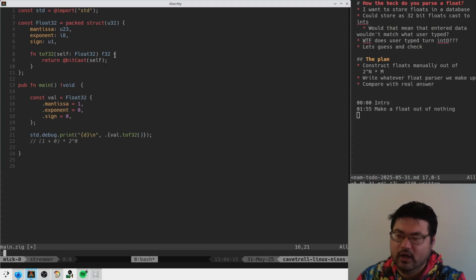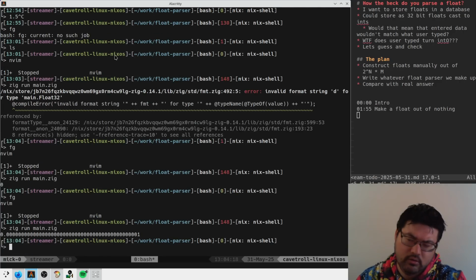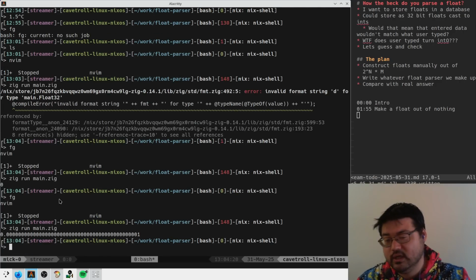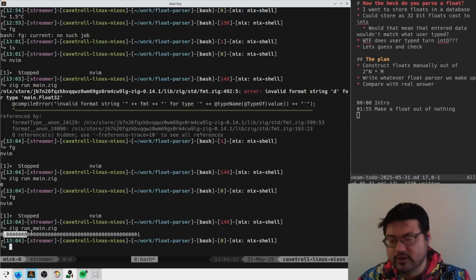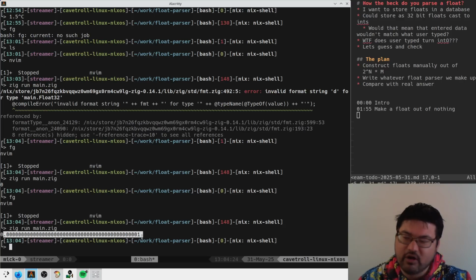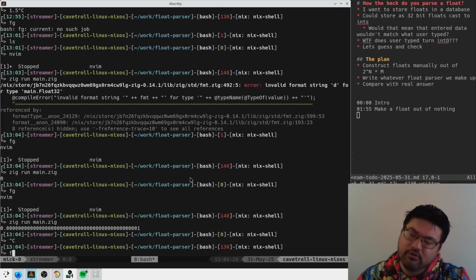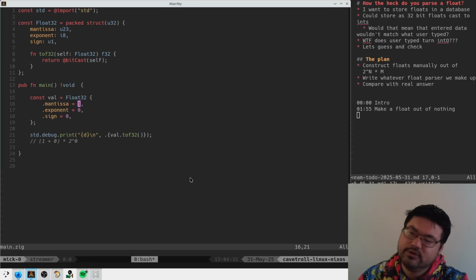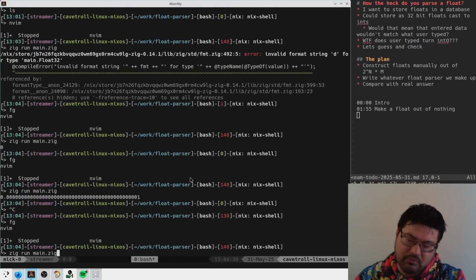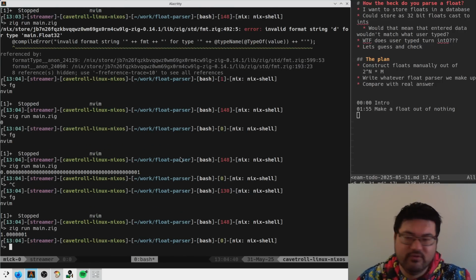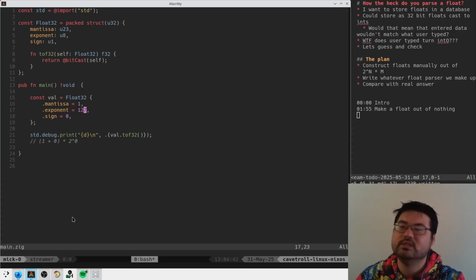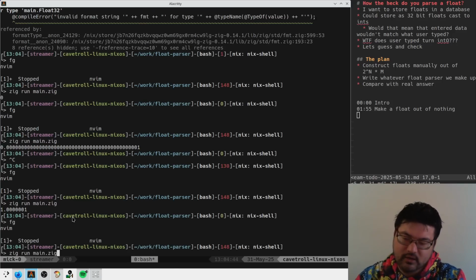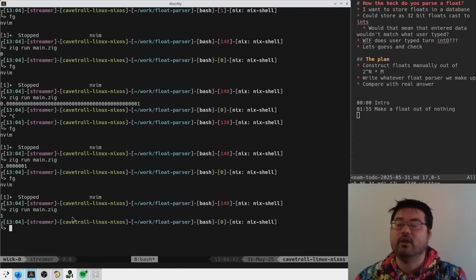Okay, what if we put 1 here? I assume this just becomes 1. Oh, interesting. This becomes 1 to a very, very small power or something. So I guess this is wrong. Maybe exponent is a u8, but offset by 127, because I think we also saw a minus 127 in there. Okay, that's close. Mantissa 0 again. Okay, there we go.